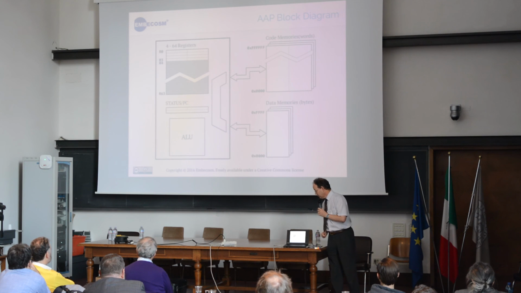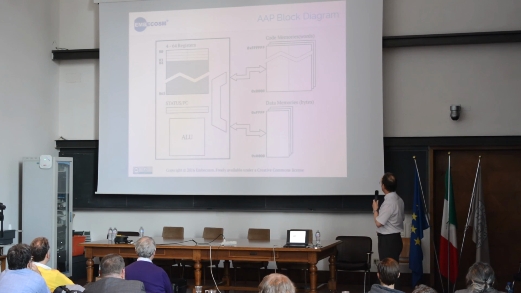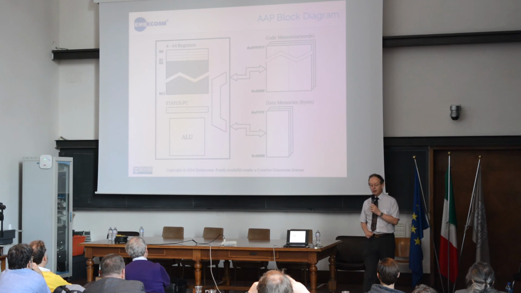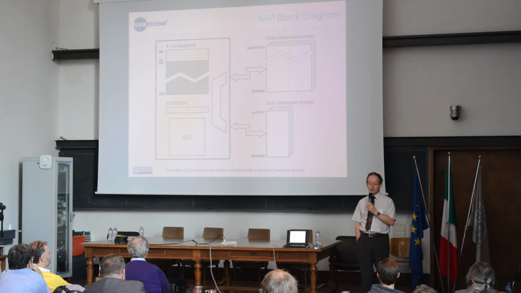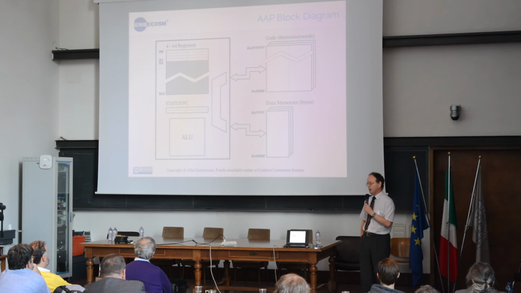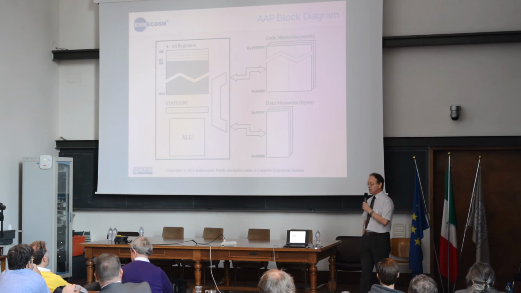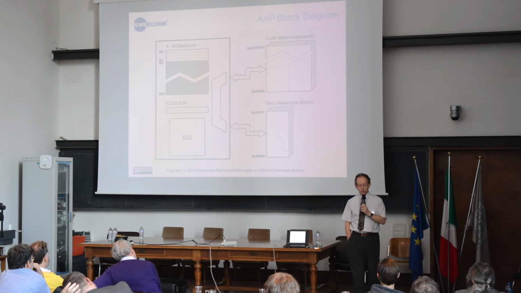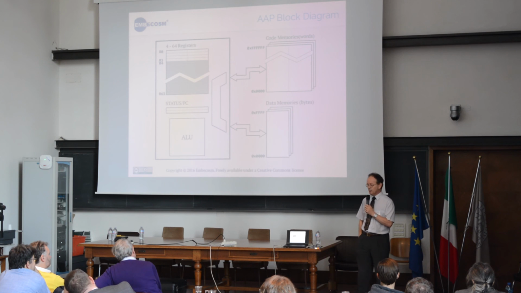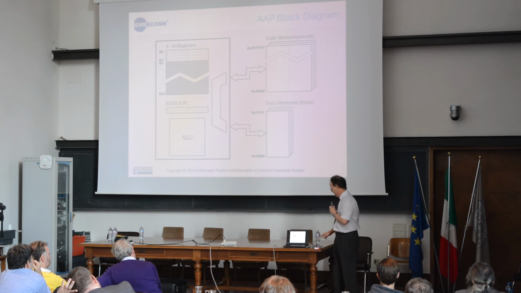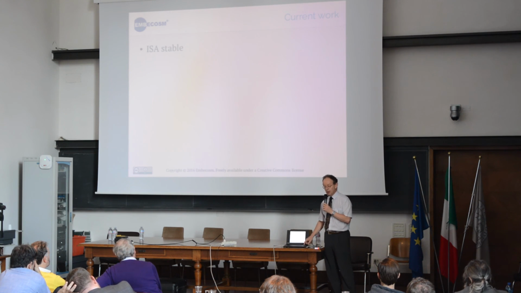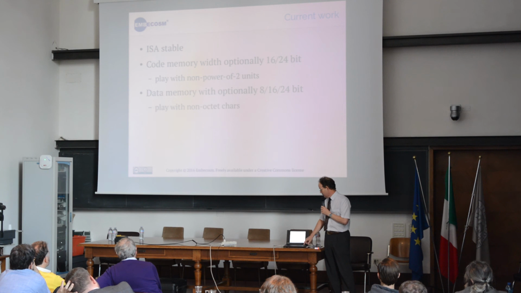Quick update. So that's the architecture, Harvard architecture, multiple code and data memories. The code memory, one thing we've changed this year, the code memory can be 16 or 24 bits wide, so we can experiment with non-power of 2 units of memory. The data memories can be byte or word, so we can explore issues like what happens when characters aren't 8 bits long, which is immensely painful. The ISA is stable. It hasn't changed much over the last year. As I say, those two things.